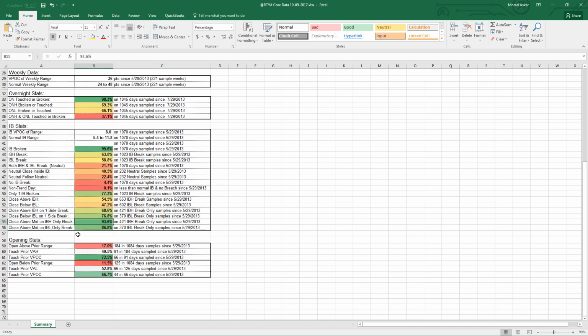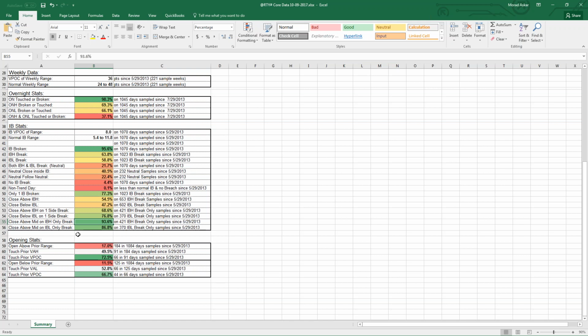If the IB high is broken on any given day and the IB low is not, the market closes above the mid. So instead of putting your stop all the way below the IB low, please tell me if you don't understand what I'm talking about. Just tell me so I can explain it really quick, because this is really important.